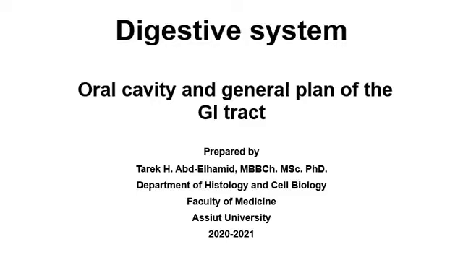The digestive process starts in the oral cavity, where ingestion, fragmentation, and moistening of food occur. The oral cavity is also involved in speech, facial expression, sensory perception, and breathing. In this lecture, I will talk about the oral cavity. Additionally, I will introduce the general plan of the GI tract.